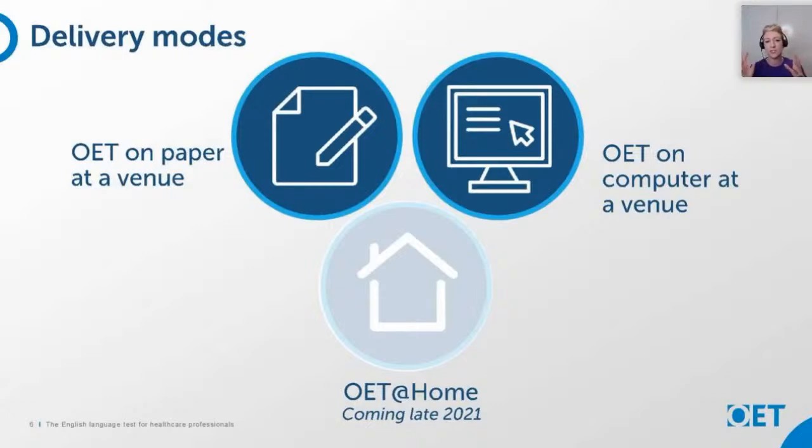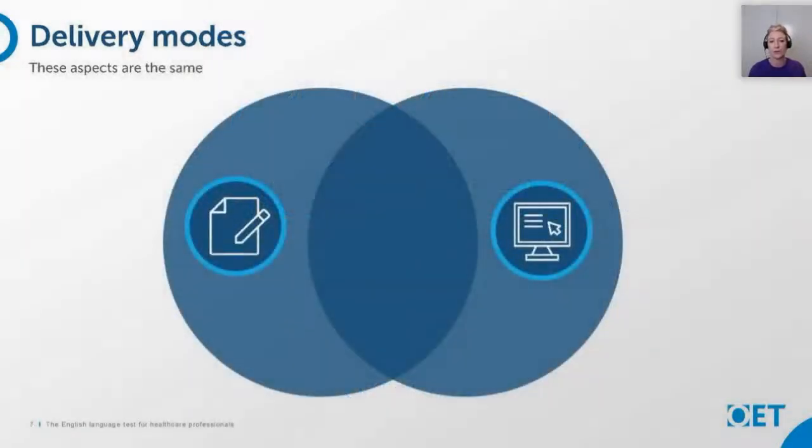I want to spend a moment to go through the key similarities and the differences between OET on paper and OET on computer. And I'll start with the similarities. What is the same? So the format of the test and the order is the same. Listening first, then reading, and then writing. Speaking is still a separate test. And the test is the same in terms of the length and the timing of the sections. The scoring and the way that you're scored is the same.